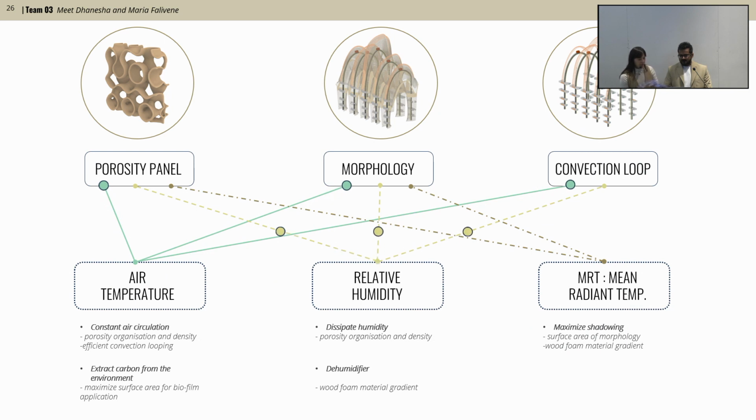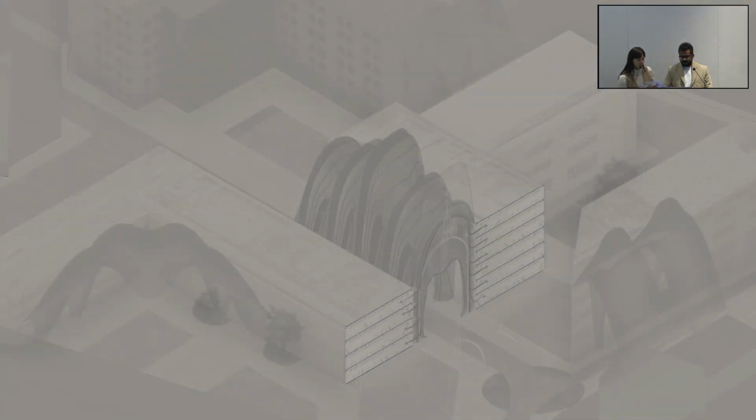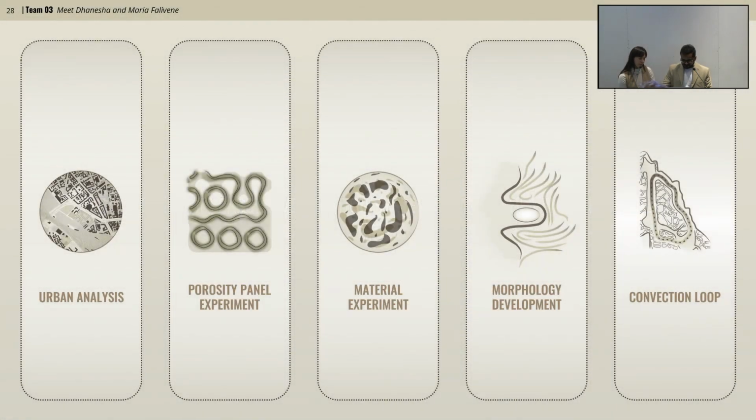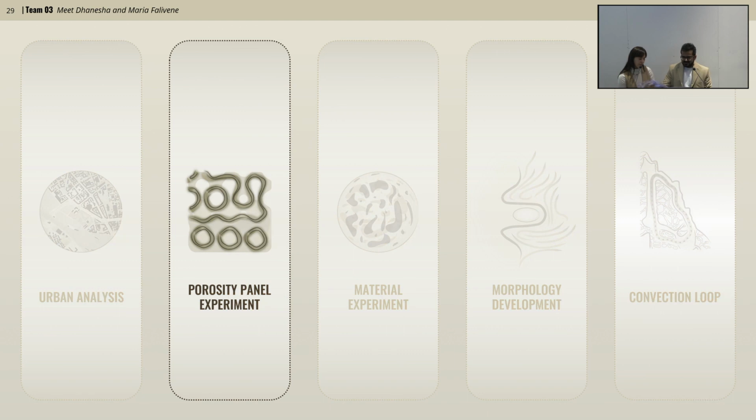To set up the individual experiments, the factors of UTCI were used to set the domains for each experiment, which helped to achieve the desired values of these factors to enhance thermal comfort. For which, how would this passive ventilation system capture the wind effectively? So we designed the porosity panels, which were evolved.